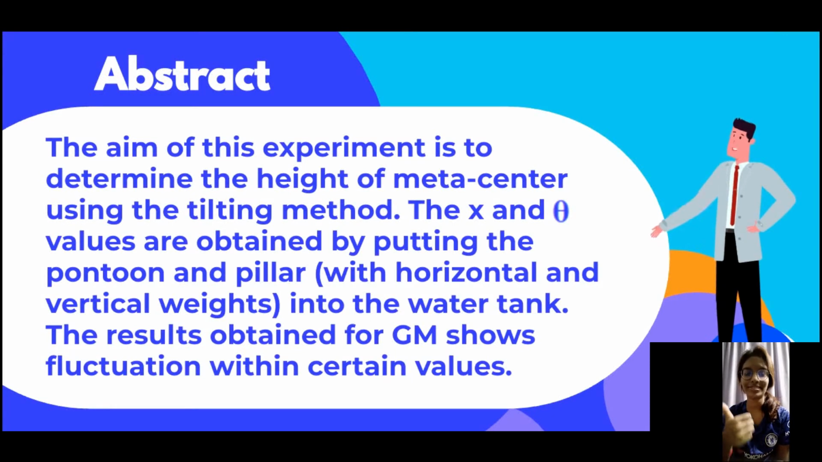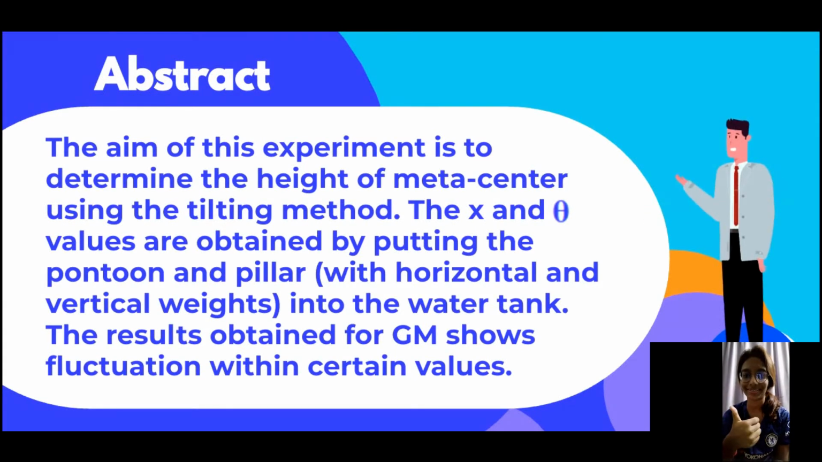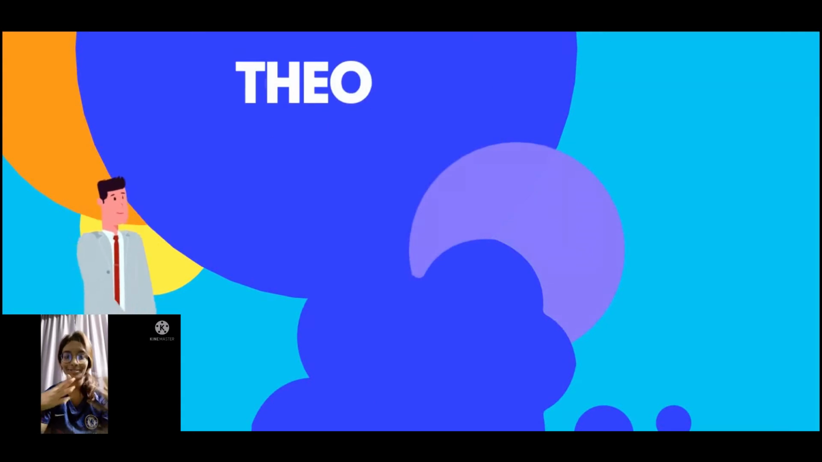The first point is to determine the height of the meta-center using the tilting method. The second point is the x values and the theta values are obtained by putting the ponton and also the pillar, which are in a horizontal and vertical weights, into the water tank. And the third thing is the results obtained from the experiment conducted, which shows the fluctuation within the certain given values. Okay, so now I would like to talk about the theory part.